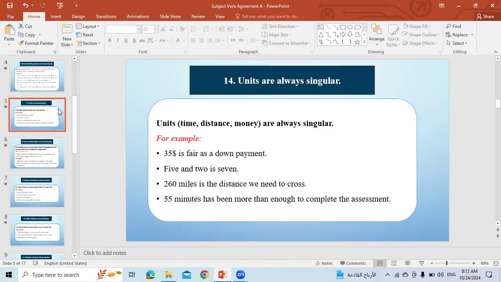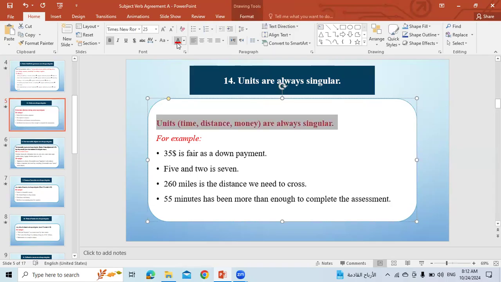What other rules do we have, by the way, guys? The rules for the always singular are much more than the plural. What else is always singular? Units: time, distance, money. You say that $35 is fair. 5 plus 2, or 5 and 2, is 7. 26 miles is the distance. I tell you, you have 20 minutes, for example, or 55 minutes. 50 minutes is enough. So the units are always singular. This is rule number 2 in singular.